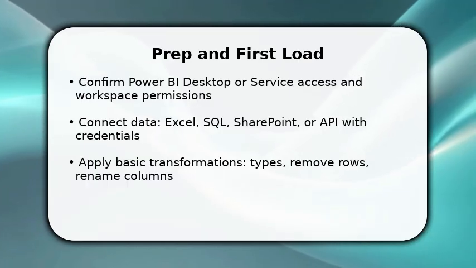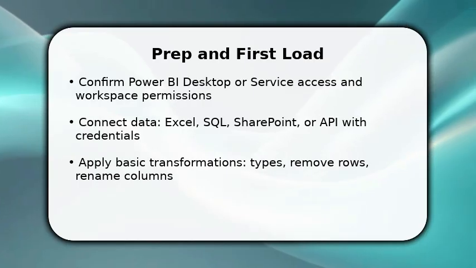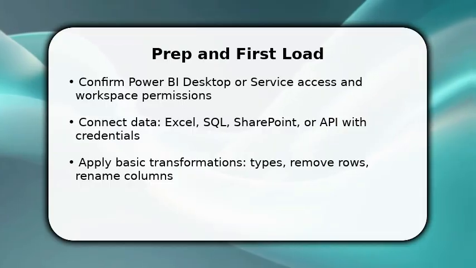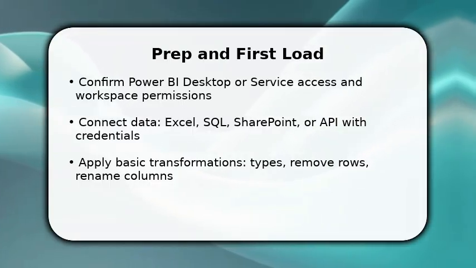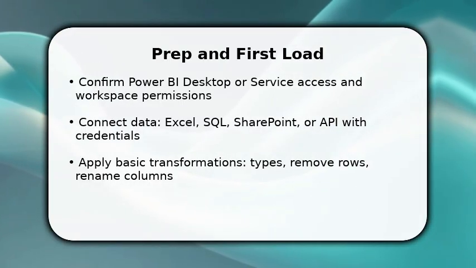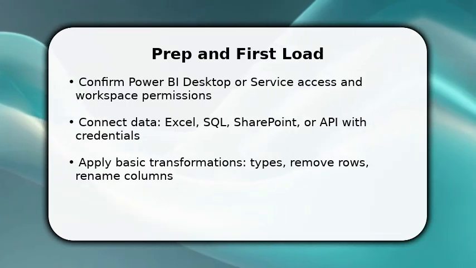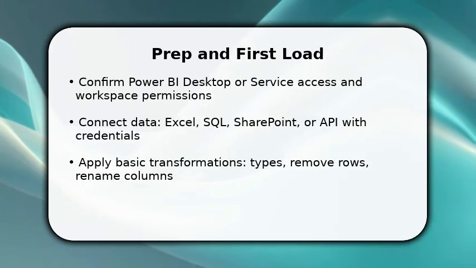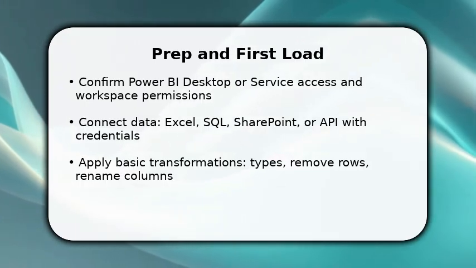You start by connecting your data source and checking permissions. Make sure you have workspace edit rights. Once connected, apply quick transforms, set column types, remove empty rows, and rename key fields so visuals bind correctly. Then load a small sample to validate joins and relationships. This prevents slow iterations later.